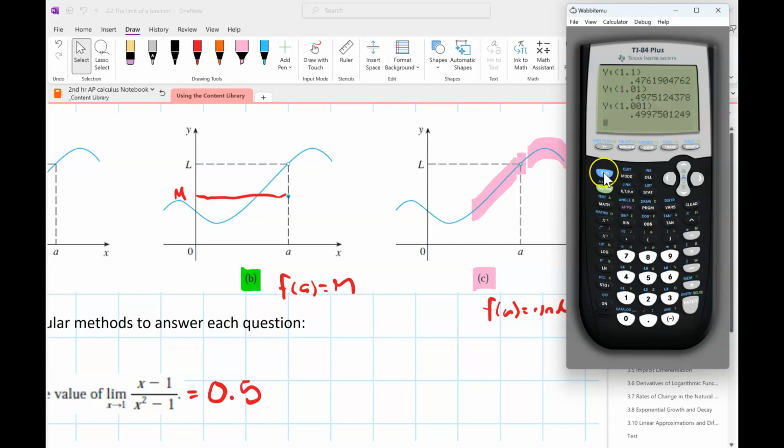And I can do the same thing now from below. So instead of starting with 1.1, I'll start with 0.9. And then we'll do 0.99, get a little bit closer to 1. And then do 0.999, get a little bit closer to 1. And I'm noticing the same thing is happening here. We're heading towards 0.5. You guys feel okay on how I did this tabularly?